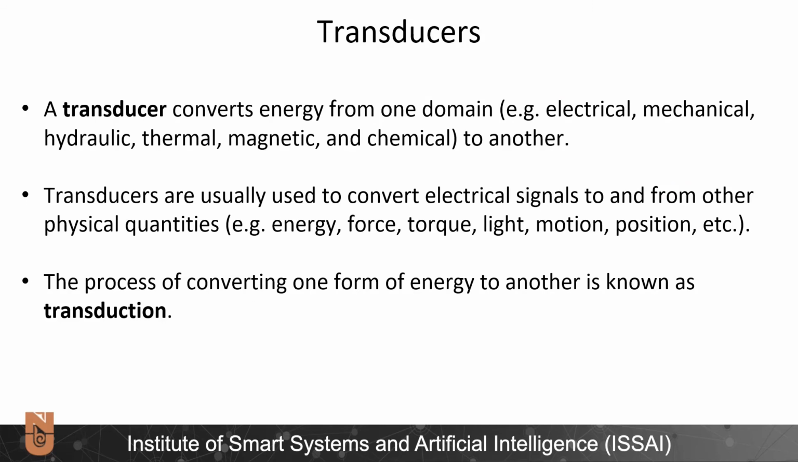A transducer converts energy from one domain, such as electrical, mechanical, hydraulic, thermal, pneumatic, magnetic, chemical, or something else, to another. Transducers are usually used to convert electrical signals to and from other physical quantities, such as energy, force, torque, light, motion, and position. The process of converting one form of energy to another form is known as transduction. And if we are converting a physical quantity to an electrical signal, then we are doing sensing, and those devices are called sensors.